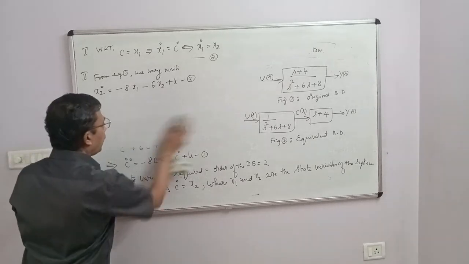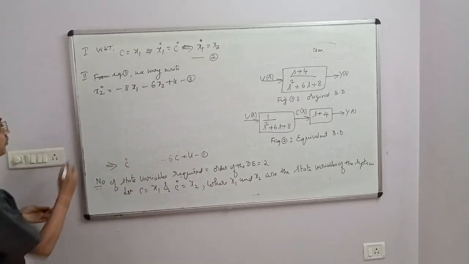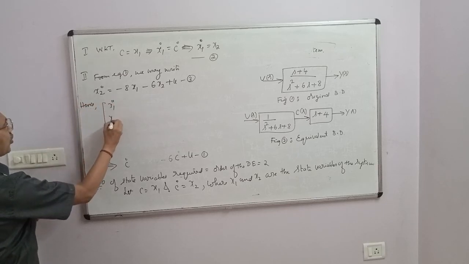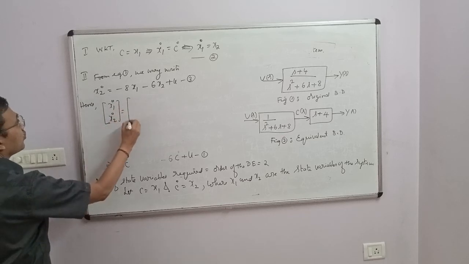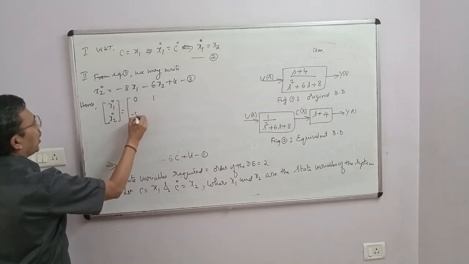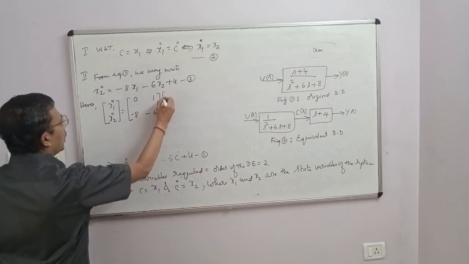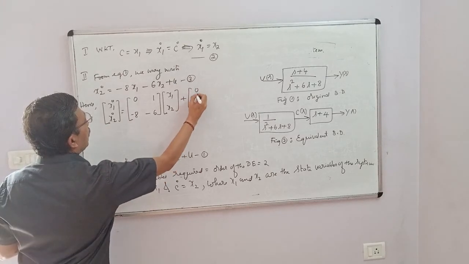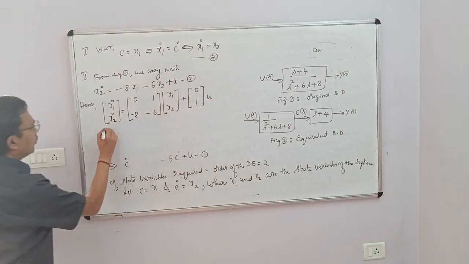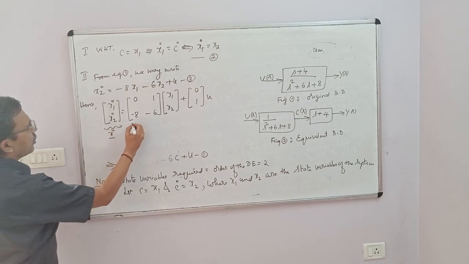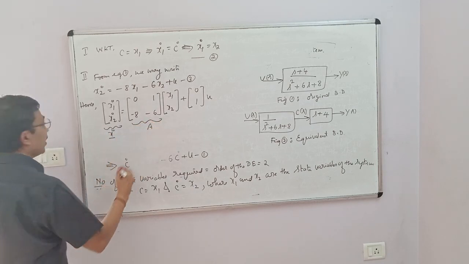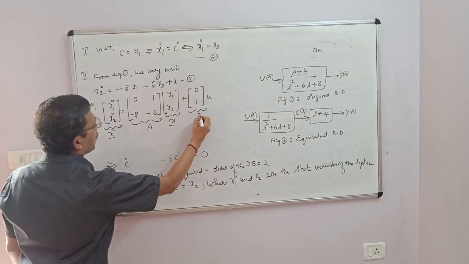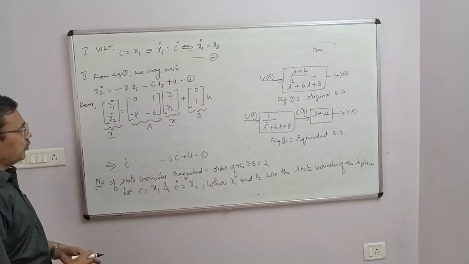Putting equations 2 and 3 in matrix form, we get the column matrix x1 dot, x2 dot is equal to the matrix 0, 1, minus 8, minus 6 multiplied by the column matrix x1, x2, plus the column matrix 0, 1 into u. This is the column matrix x bar dot. This is the system matrix A. This is the state vector x bar. This is the input coefficient matrix B. This is called the state equation of the system.